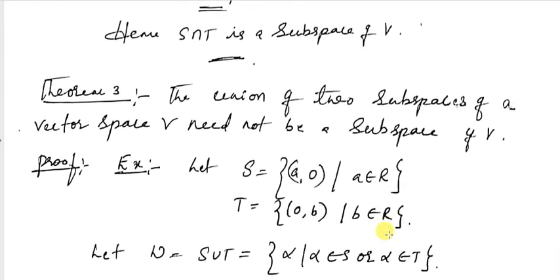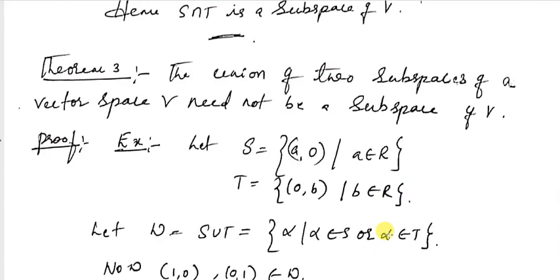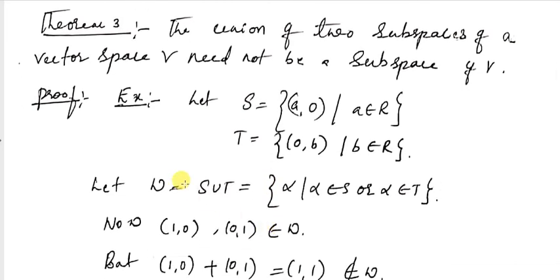And also we have one more theorem with respect to the union. What this theorem says: the union of two subspaces of a vector space V need not be a subspace. I'll prove this theorem by taking a suitable example. Let me consider two sets S and T: S is the set of all elements of the form (a, 0) such that a belongs to R, and T is the set of all elements of the form (0, b) such that b belongs to R. So what will be their union? S union T, let me denote it by W, the set of all elements alpha such that alpha belongs to S or alpha belongs to T.